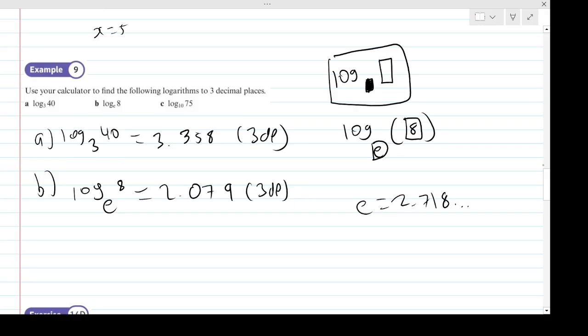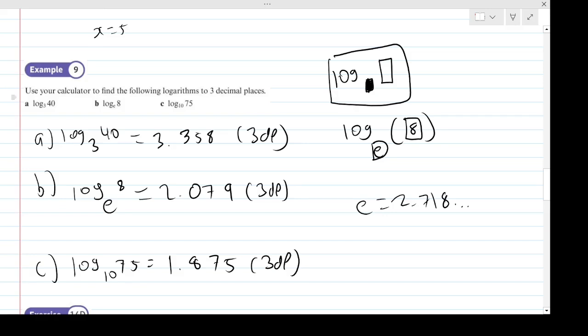Then part C, we have log base 10 of 75. Again, the 10 is the first box, the little box underneath, and then 75 in the big box. If you do that in your calculator, you should get 1.875 to 3 decimal places, and that's it. Make sure you're quick and proficient at working with the calculator.